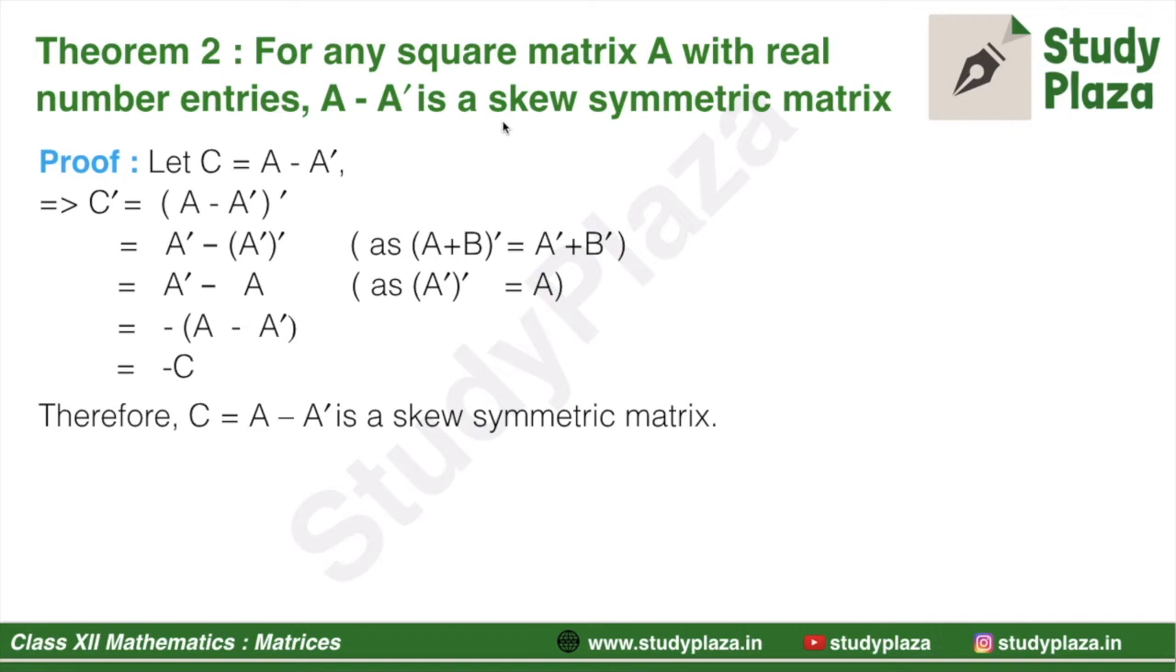Now we move to the second theorem, that for any square matrix A with real number entries, A minus A dash is a skew symmetric matrix. Again we start in the same way. Let us consider matrix C, which is equal to A minus A dash.